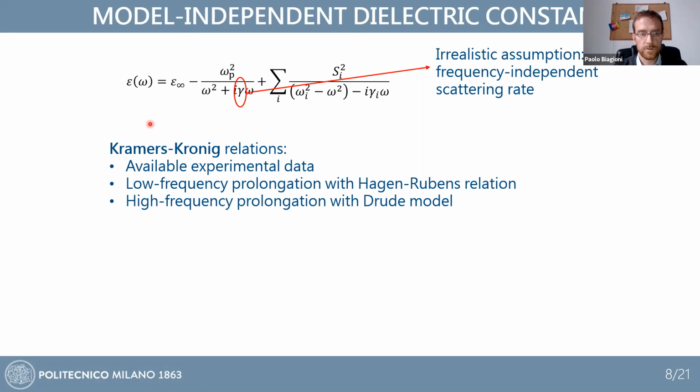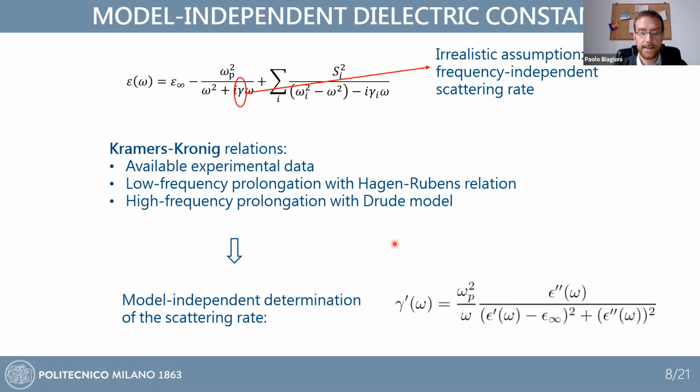I don't want to spend time on this, but the important point is that then you have a model from which you can somehow extract a frequency-dependent scattering rate. So you can imagine that you still have this formula, but now gamma is a function of omega, and once you have extracted epsilon from your Kramers-Kronig analysis, you can compute this frequency-dependent scattering rate.